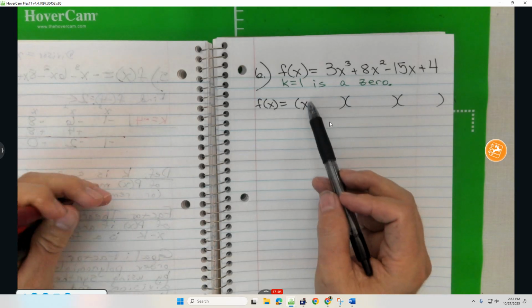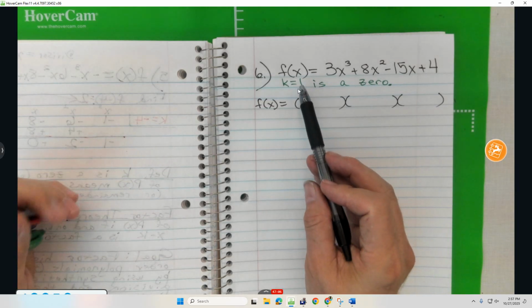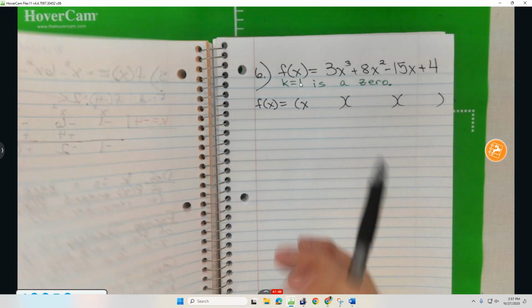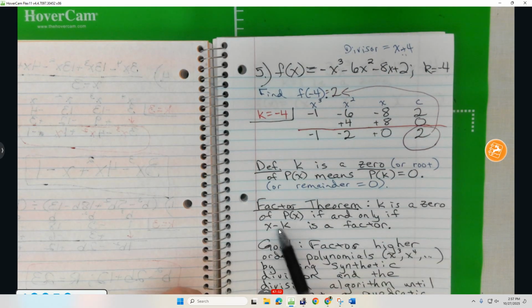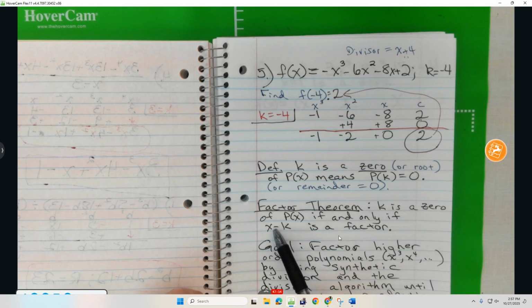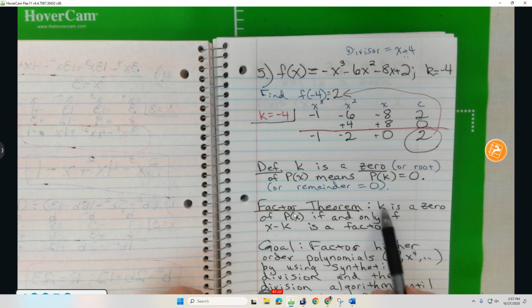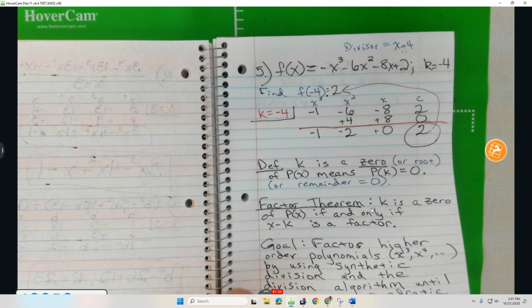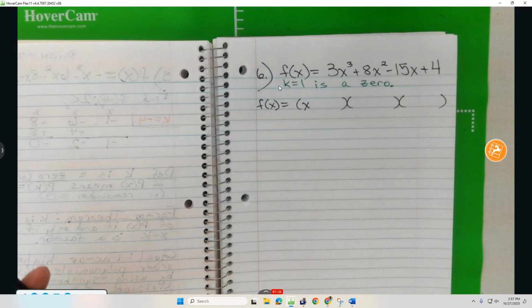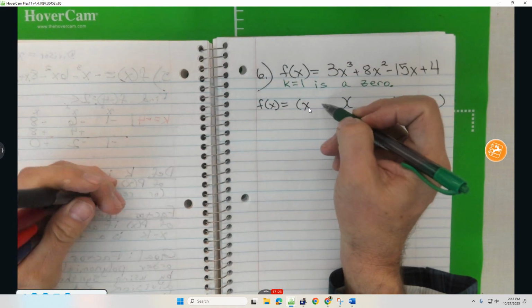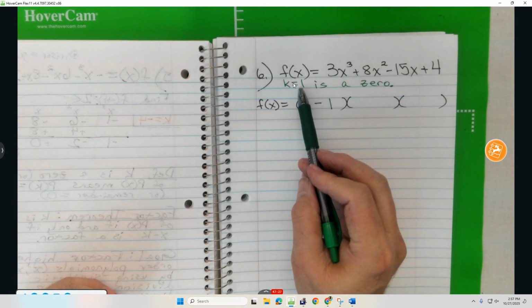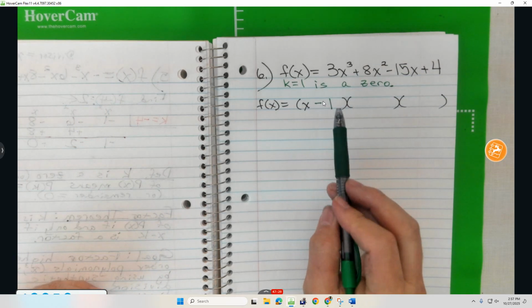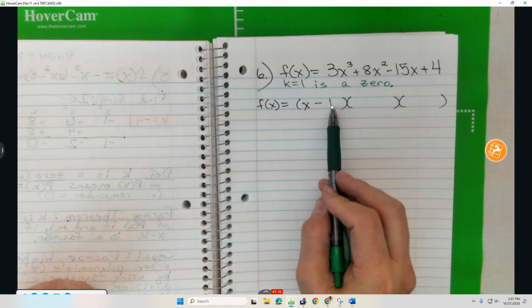But what factor are we going to get as a result of that k value? Remember, the factor theorem says if k is a 0, x minus k is the factor. That sign you see there is the opposite of what you see for the 0. So with that in mind, we have x minus 1, correct. The k value is a positive 1, so the factor has a minus 1 on it.